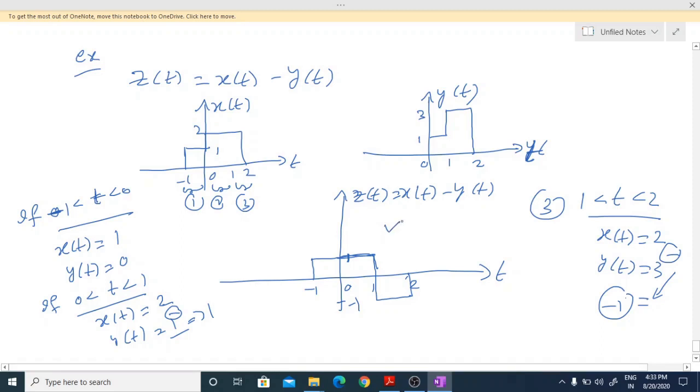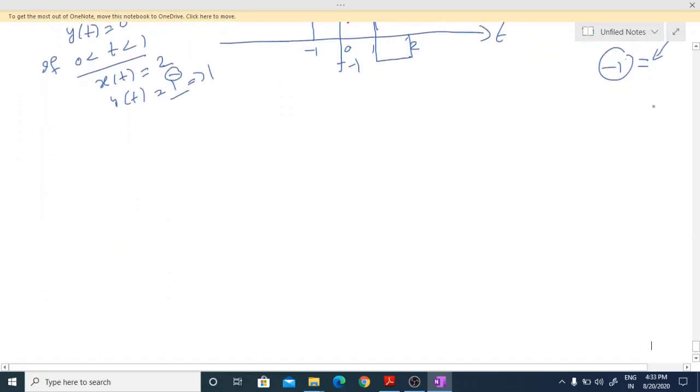So in this fashion, we can add or subtract any two signals. And the last operation is signal multiplication.